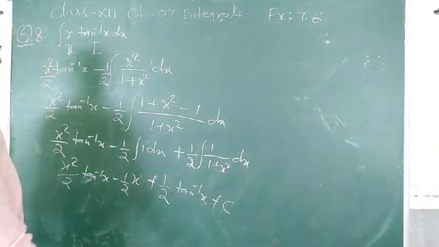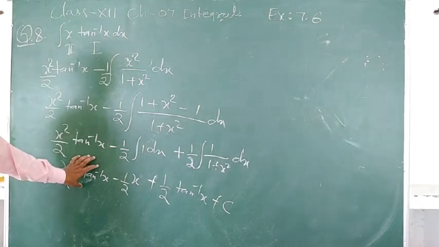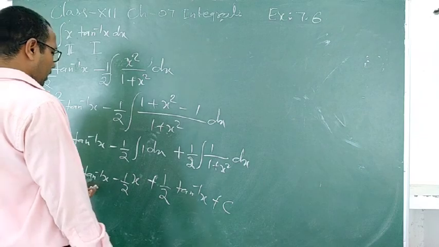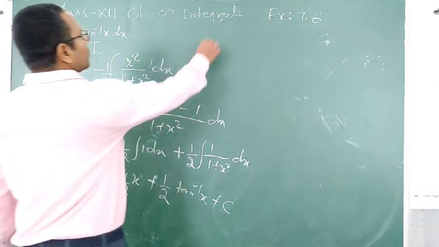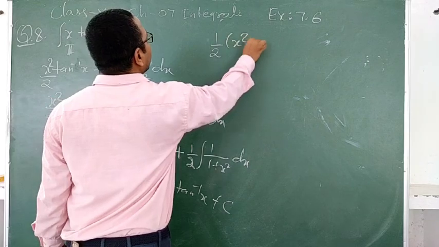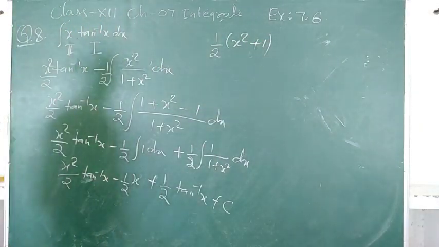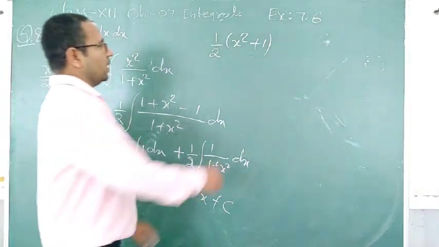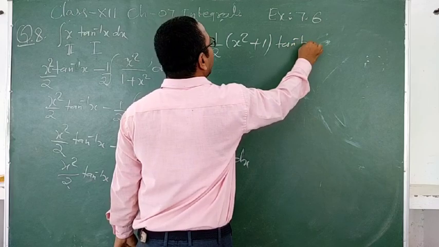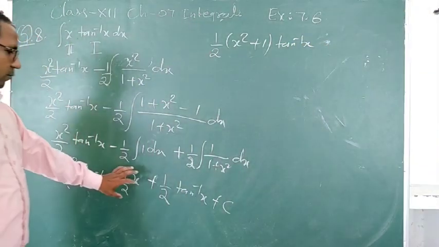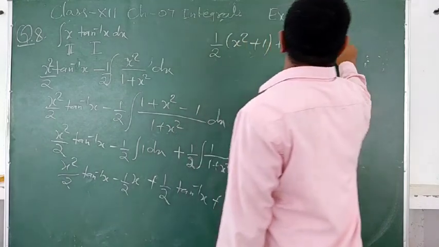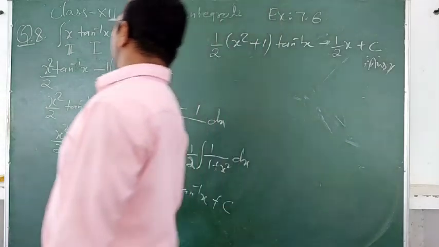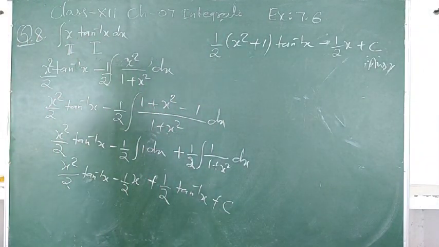So now students, we can arrange this. Tan inverse x and tan inverse x we are getting as common, so we can take it common from here. If we take 1 by 2 tan inverse x common, then in the bracket we get x square plus 1. So x square plus 1, as 1 by 2 we have taken common, tan inverse x also we are taking common. Now which portion is remaining? Minus 1 by 2 x, so minus 1 by 2 x plus c. So this much is the answer. So question number 8 is now completed. Let's see the next questions.